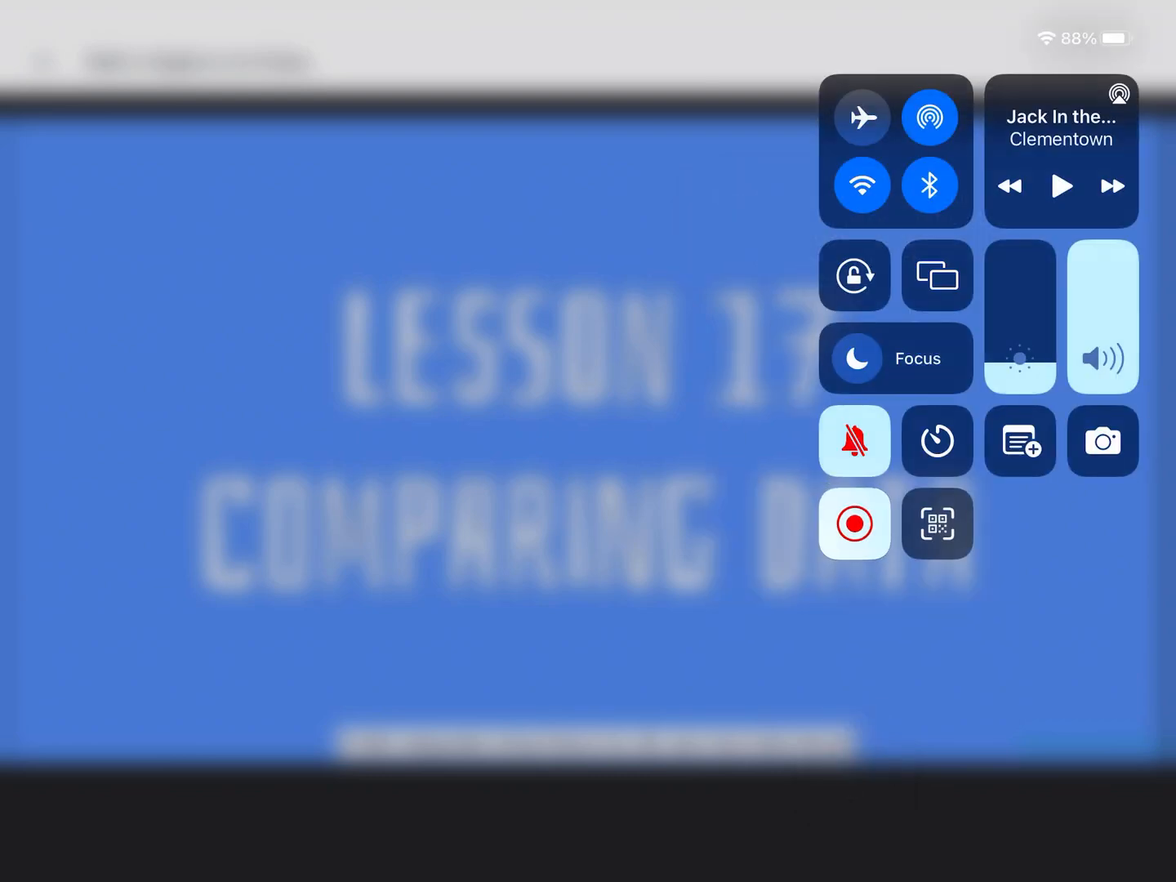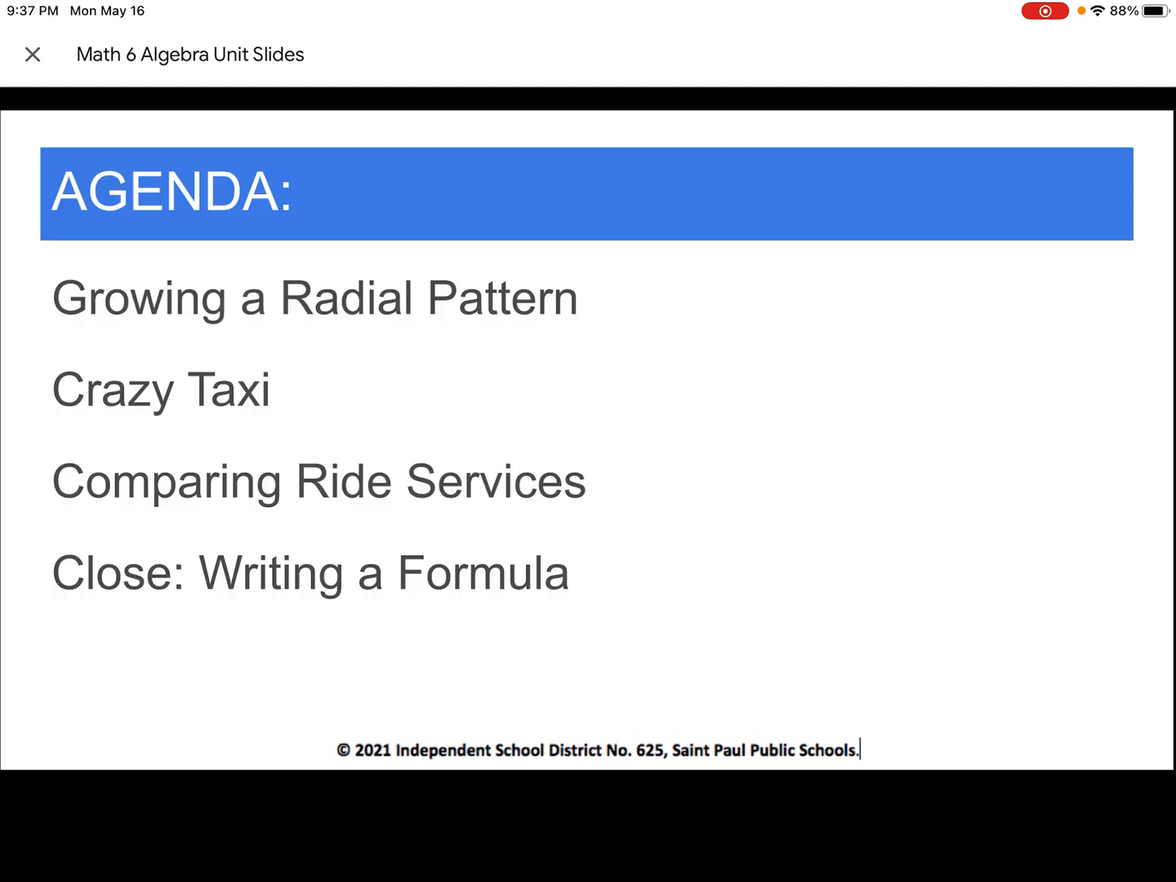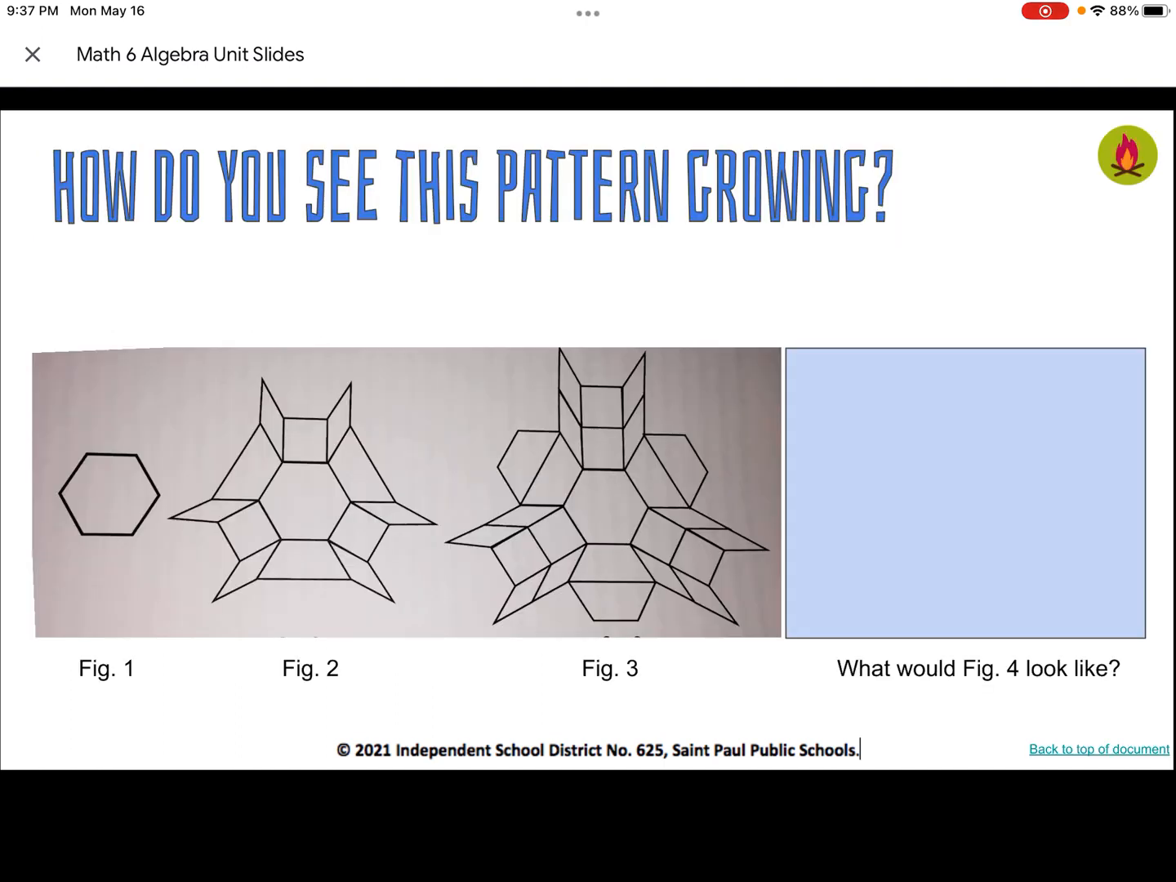Welcome to lesson 17, comparing data. So this is for Wednesday, May 18th. Today you're going to do an observation, growing a radial pattern. We're going to do an activity called Crazy Taxi, compare Uber and Lyft services, and practice writing a formula.